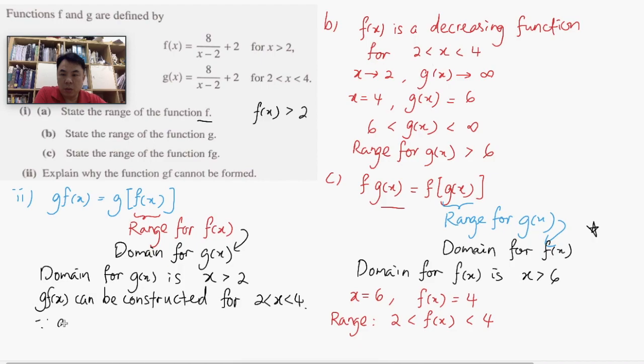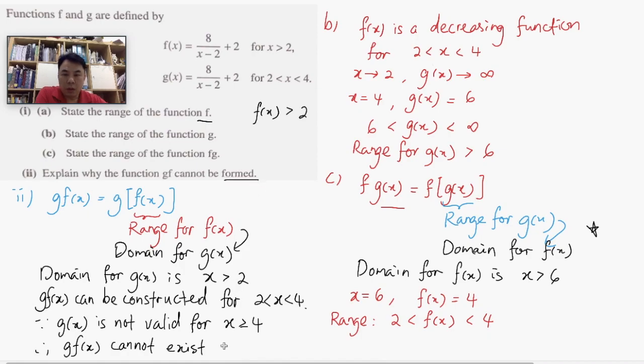Right, now because g(x) is not valid for x greater than or equal to 4, therefore we can conclude that gf(x) cannot exist, or cannot be formed, if you like, for x greater than 2, which is an open domain in this case, not restricted to this domain here. Right, now that is the conclusion for question number 2.